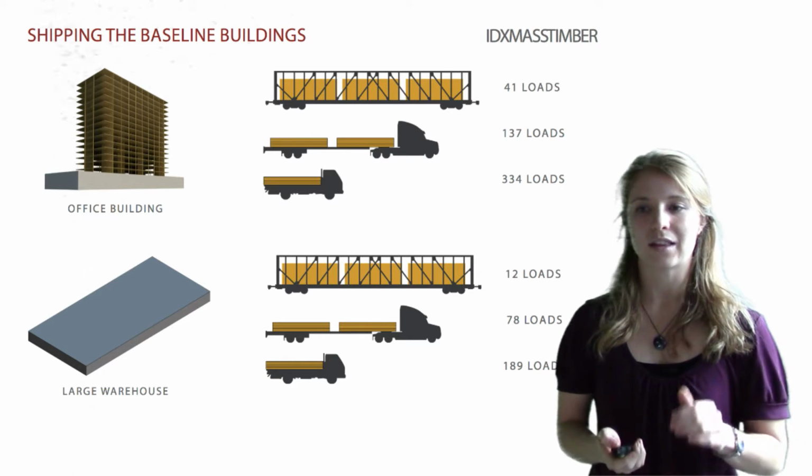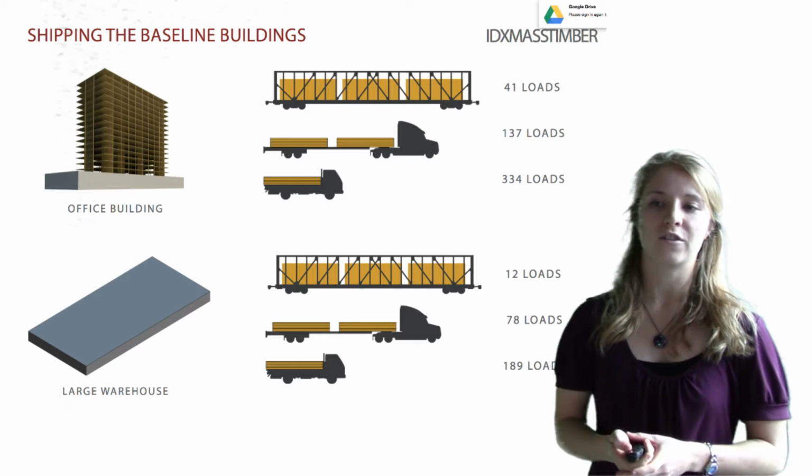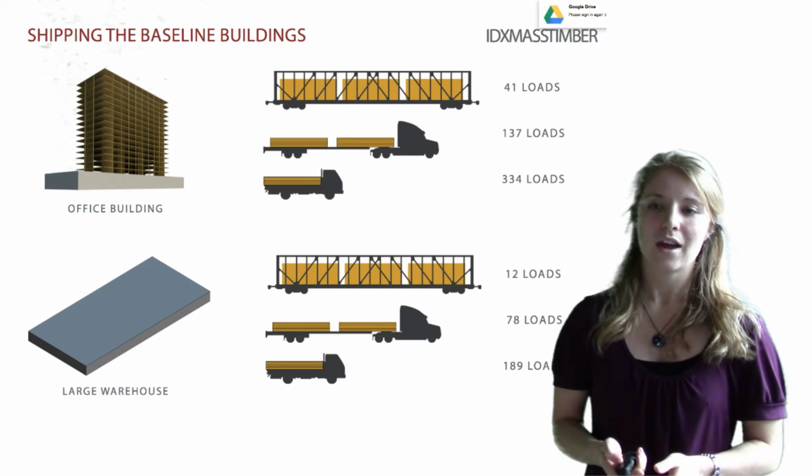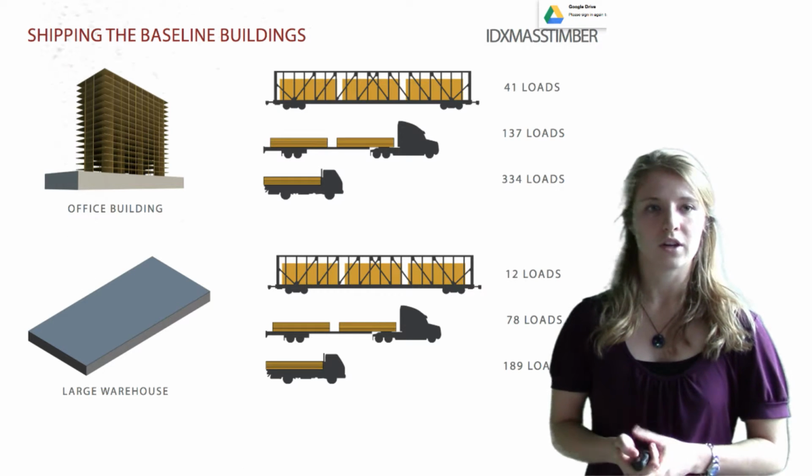And so we can see that that rail center beam car is clearly more efficient, and that smaller 3-axle truck seems almost silly.